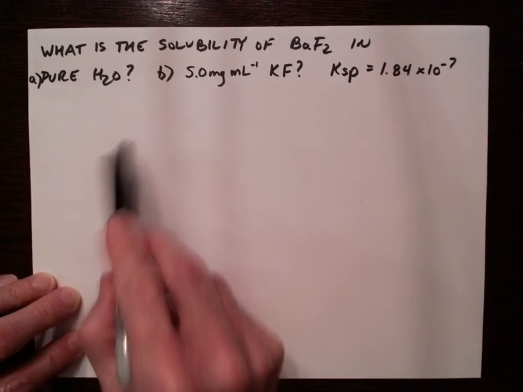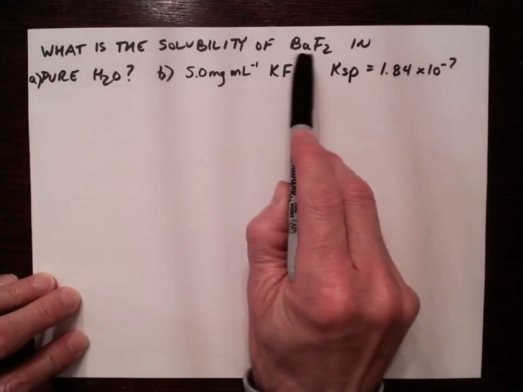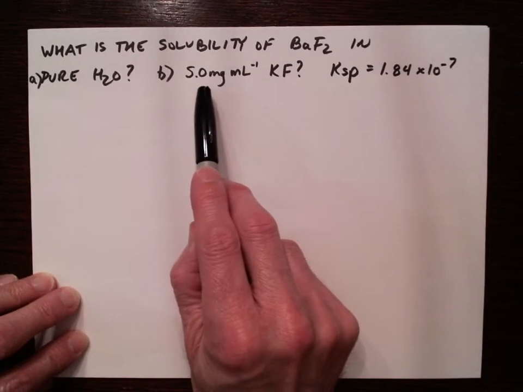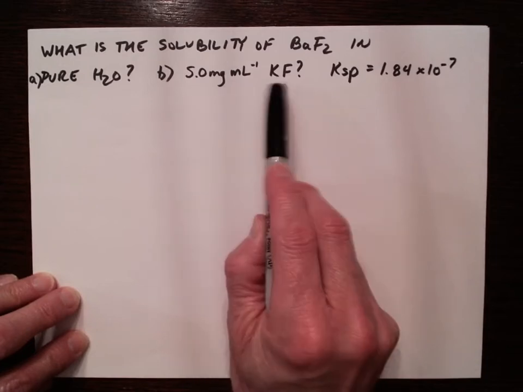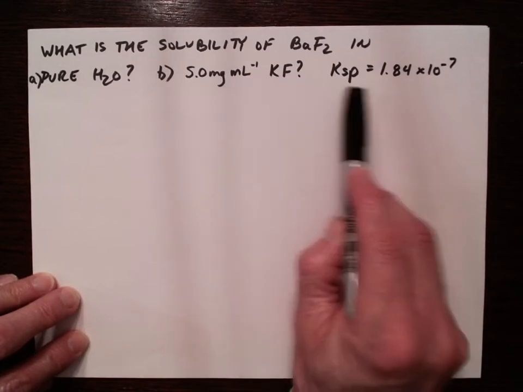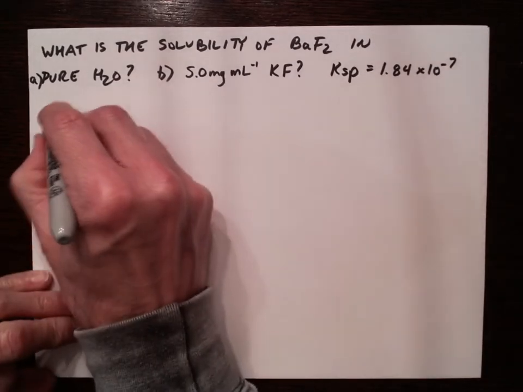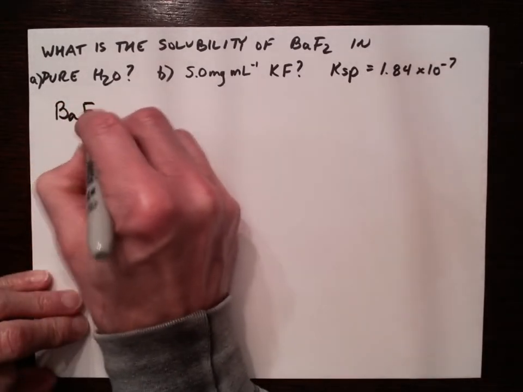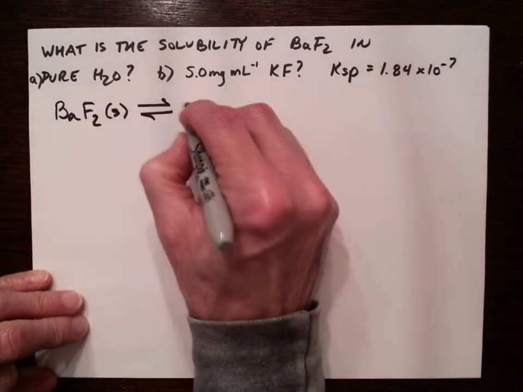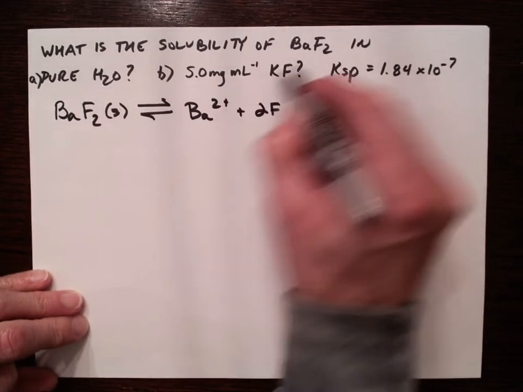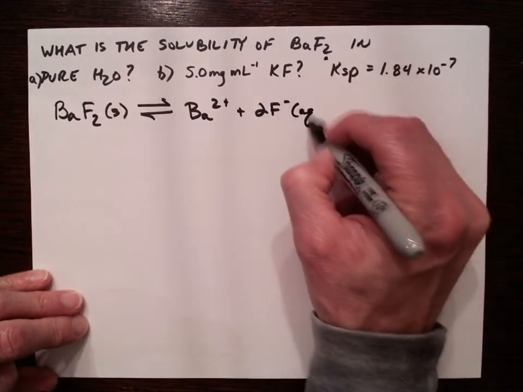Now we'll try this problem. We're going to find the solubility of barium fluoride in pure water, and then in a solution of 5 milligrams per milliliter of potassium fluoride, and we're given the Ksp for the salt. This one should be easy. I've got solid barium fluoride that's dissociating into barium ion and 2 fluoride ions.